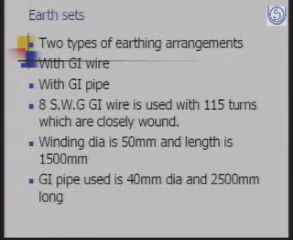Then we have the earth sets, and two types of earthing arrangements are being used with GI pipe and with GI wire, and GI pipe is 40 mm dia and 2500 mm long, and 8 SWG GI wire is used with 115 turns which are closely wound. Binding dia is 50 mm and length is 1500 mm. These are the two types of earthings used with poles.